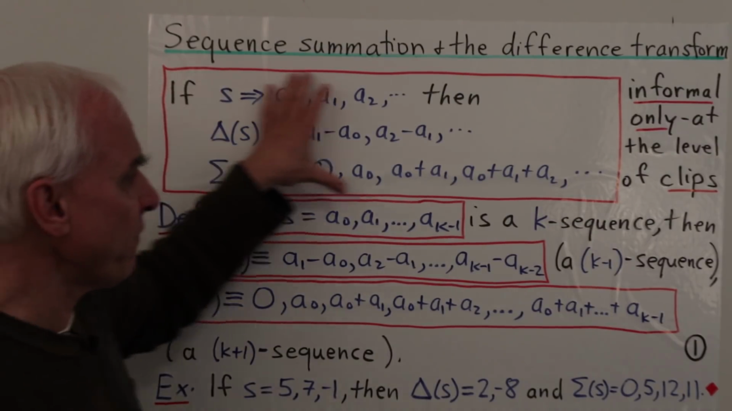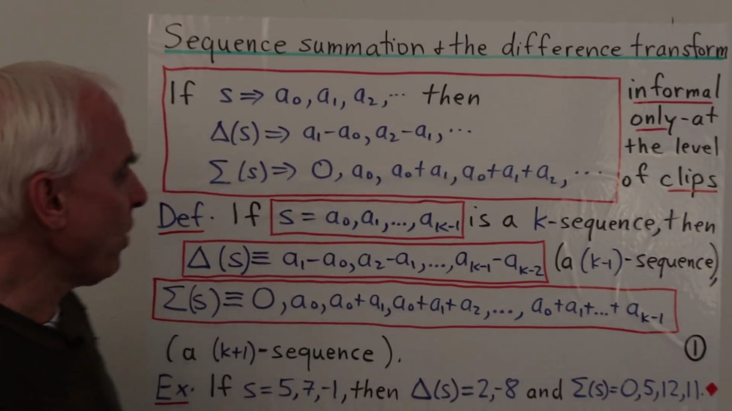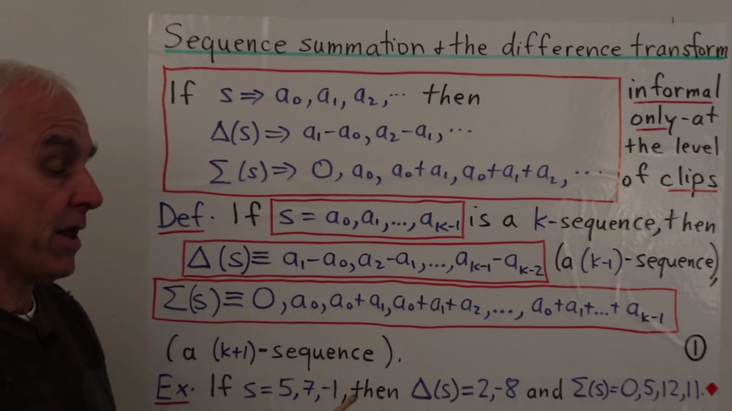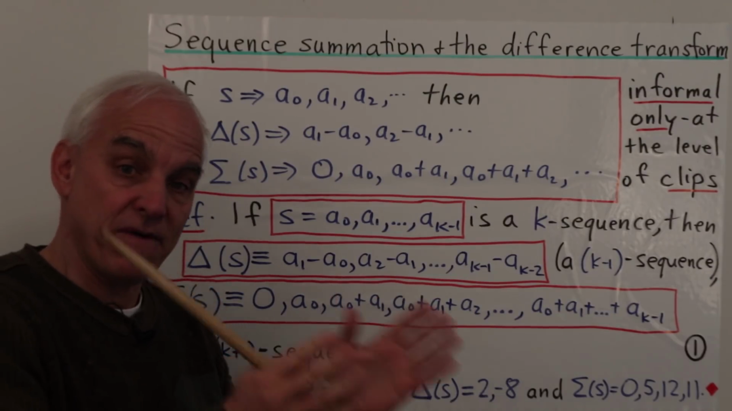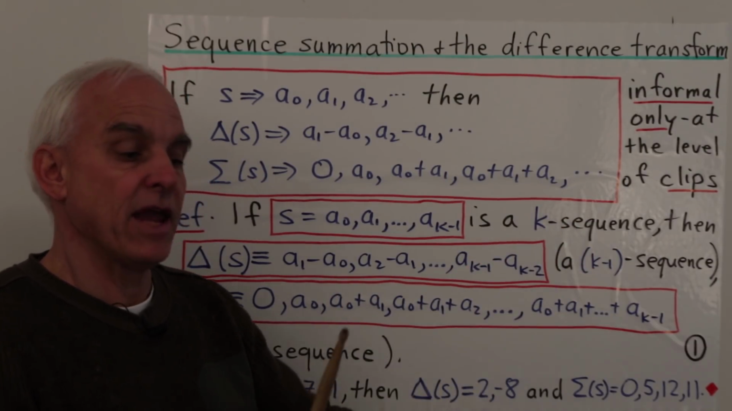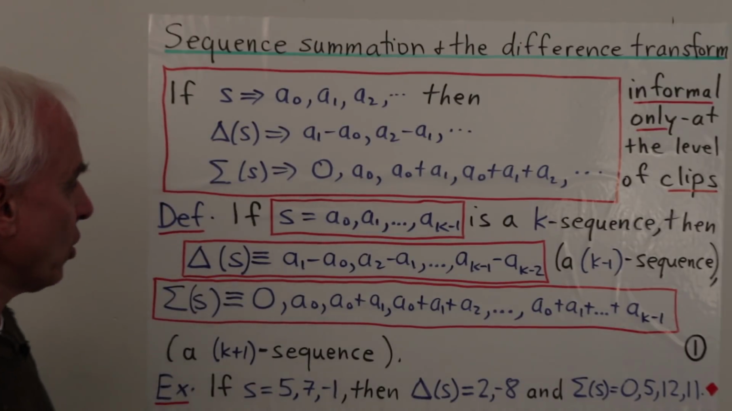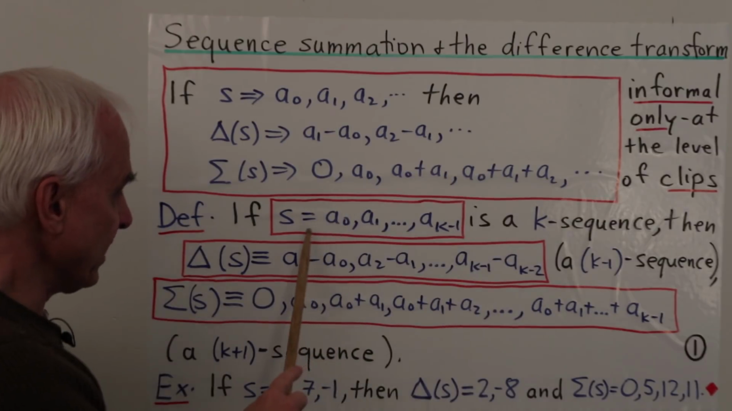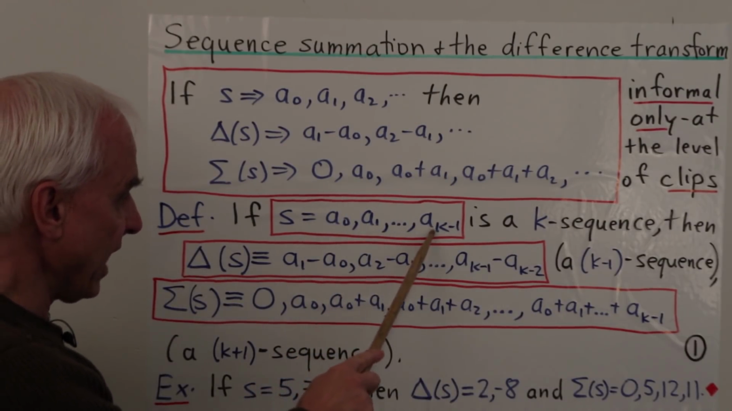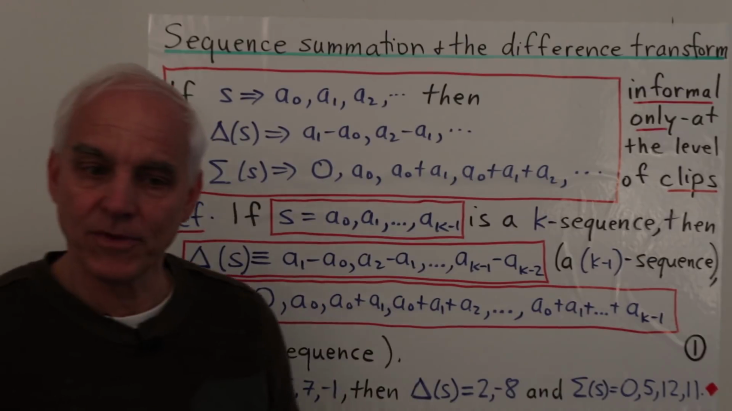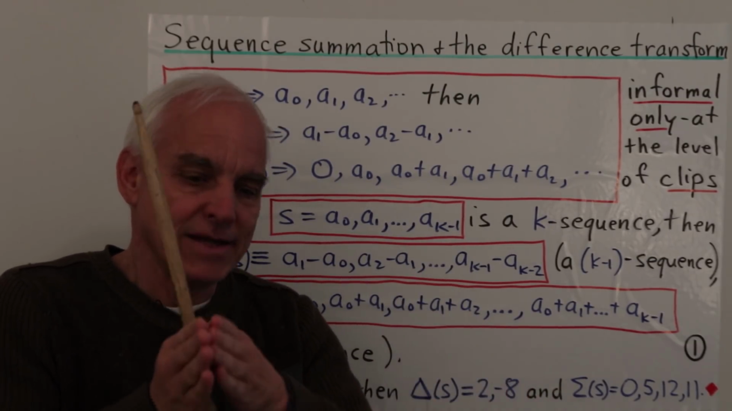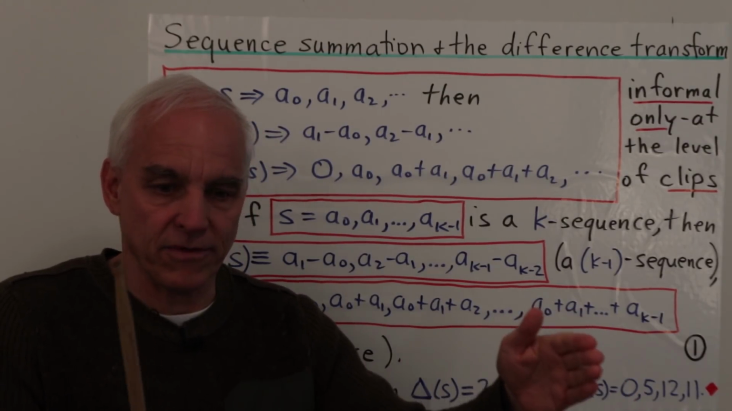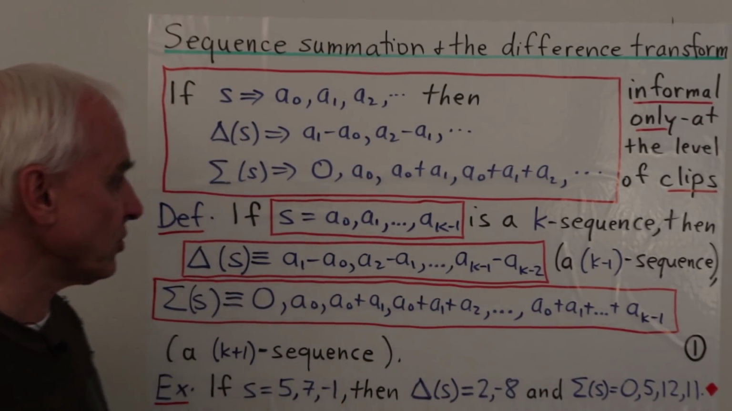Okay, this is somewhat informal because it's at the level of clips. We want to also understand what it is explicitly at the level of the sequences themselves. And then there's two cases, the case of finite sequences, or K sequences, and the case of infinite sequences. So we're going to concentrate mostly on the finite sequences, the K sequences. So if S equals A0, A1 up to A(K minus 1) is a K sequence, we have a specific sequence of numbers right in front of us and we can count them. They're all there from the 0th one up to the (K minus 1)th one.